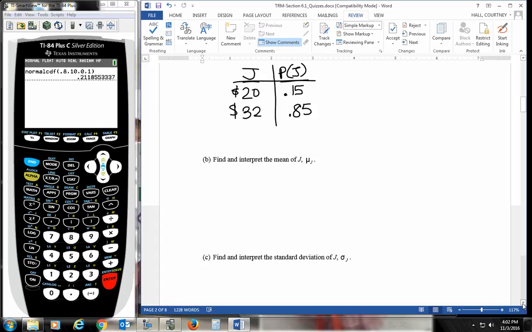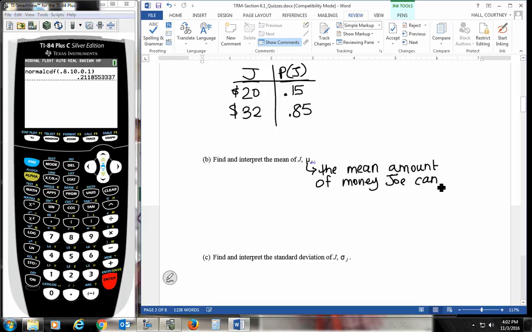Okay, so the mean amount of money Joe can expect to make would be the mu J. So this is the mean, the average amount of money Joe can expect to make. Let me say expect to make or expect to charge, however you want to word that is fine.